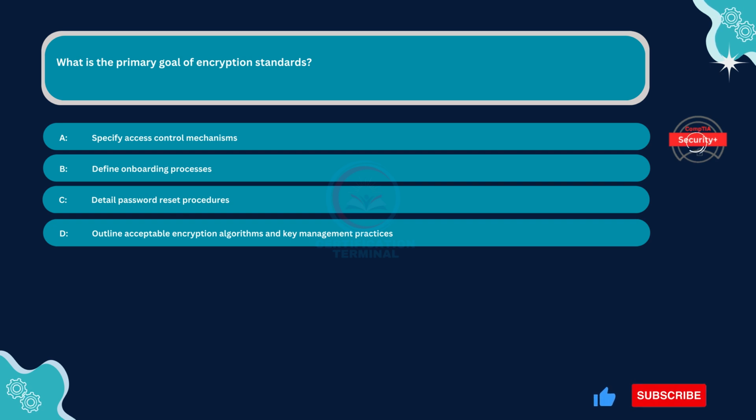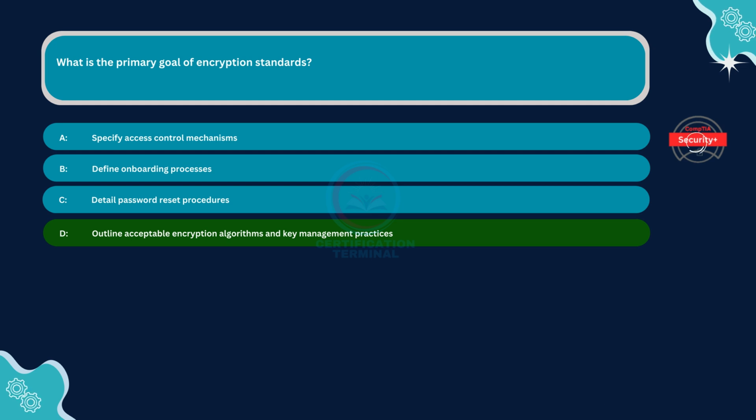The correct answer is Option D, outline acceptable encryption algorithms and key management practices. The primary goal of encryption standards is to specify acceptable encryption algorithms and key management practices to ensure the confidentiality, integrity, and authenticity of data. Encryption standards provide guidelines and requirements for implementing encryption to protect sensitive information from unauthorized access or disclosure. They define which encryption algorithms and key management practices are considered secure and suitable for use in various applications and environments.